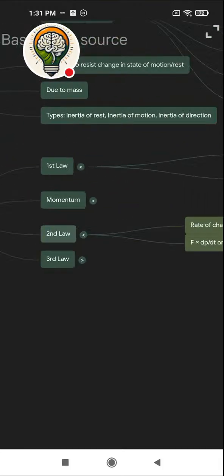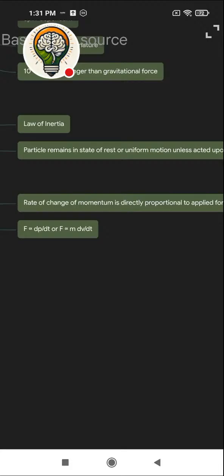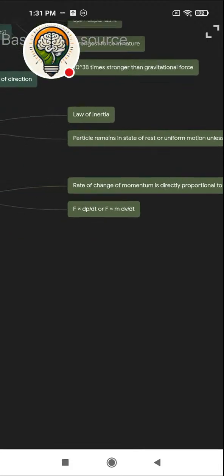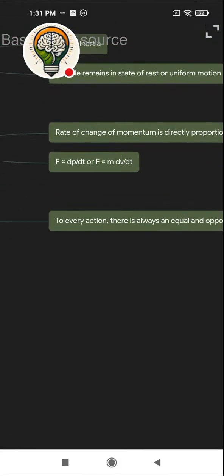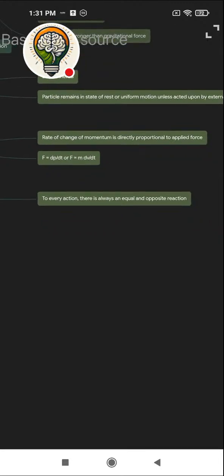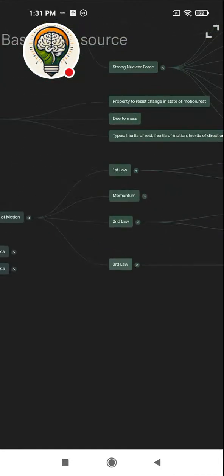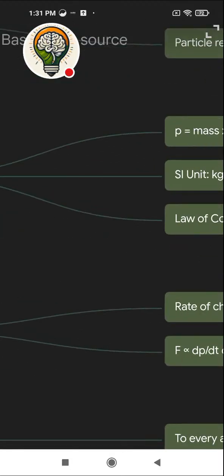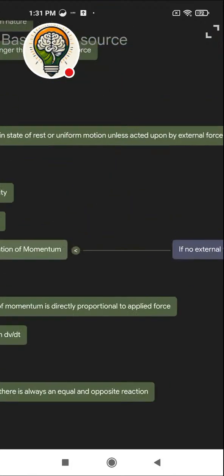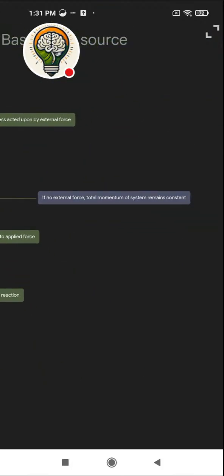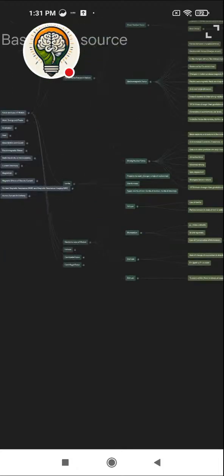Then the second law: the rate of change of momentum is directly proportional to the applied force. So F is proportional to dp by dt, and F is proportional to m dv by dt. Then the third law of motion: to every action there is always an equal and opposite reaction. And what is momentum? p equals mass into velocity, SI unit kg m per second. The law of conservation of momentum: if there is no external force, the total momentum of the system remains constant.